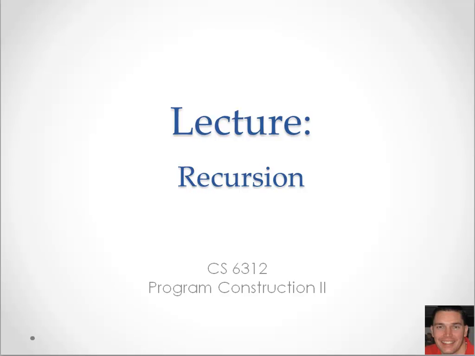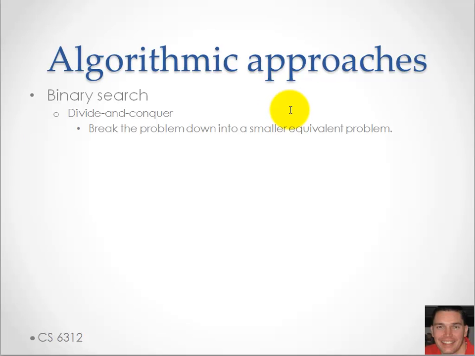In this lecture, we're going to look at the algorithmic approach of recursion. By way of reminder, an algorithmic approach is just a set of steps that we're going to use to solve a problem. One algorithm that we've looked at was the binary search, which was a divide and conquer approach where we would take our problem and break that down into a smaller equivalent problem that we could solve. And if we couldn't solve that problem, then we would break that down even farther until we could finally get down to a problem that was so simple that we could solve it.